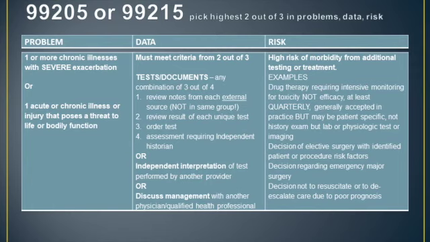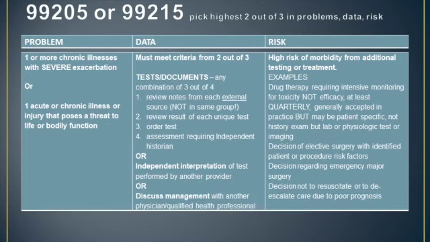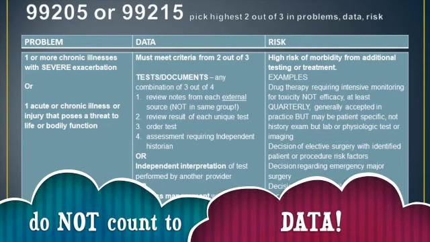But then you need to meet the criteria in testing, 3 out of the 4. Reviewing a note from an external source. So if that kid who's crumping from his asthma, you looked over the last pulmonology consult and you noticed it was 1.5 years ago because he hasn't gone, he's been non-compliant with his medicines, that would be one. Reviewing any results of a unique test, or ordering a test, or an assessment requiring an independent historian.